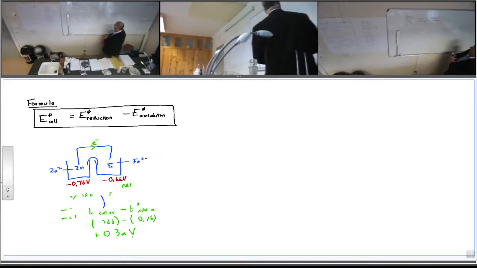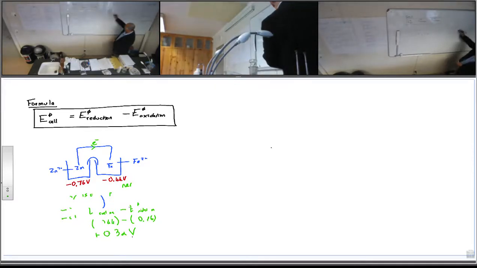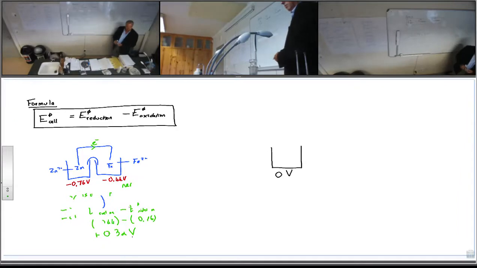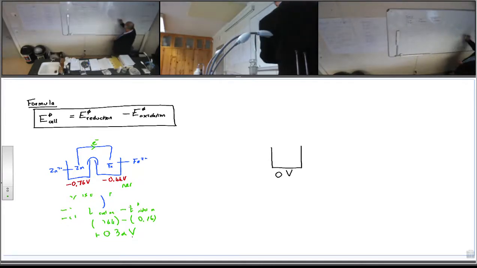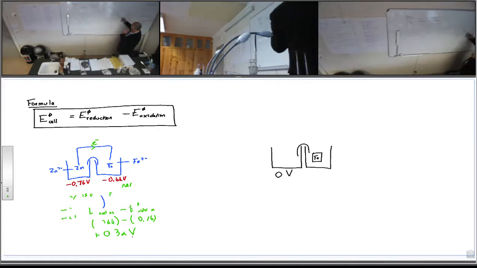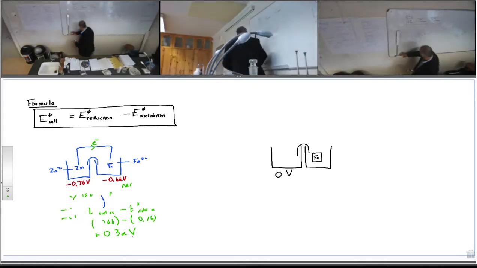What they did was they said, right, let's set up a cell which we know has got a value of 0 volts. Okay? A half cell that doesn't pull electrons, or doesn't give electrons away, it's got no value. And we connect it to another half cell, which is your unknown one. Let's say iron, as an example. No, let's not choose iron. That's a bad example. Let's say we go for copper.